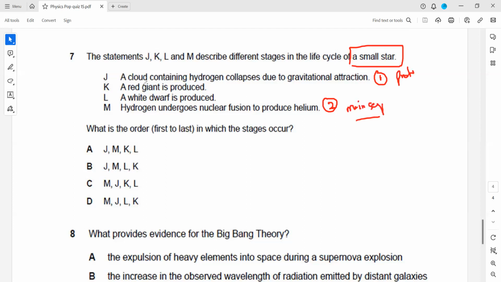Then from the main sequence, what will happen? A red giant will be there. So that will be the third. And the fourth, a white dwarf is produced. And then it will become a black dwarf. So what should be the order? First should be J. Then we will have M. Then K and then L. J, M, K, L. So that matches option A.